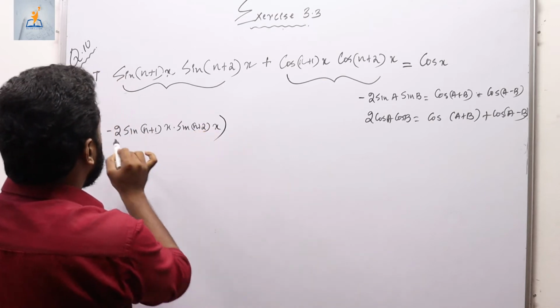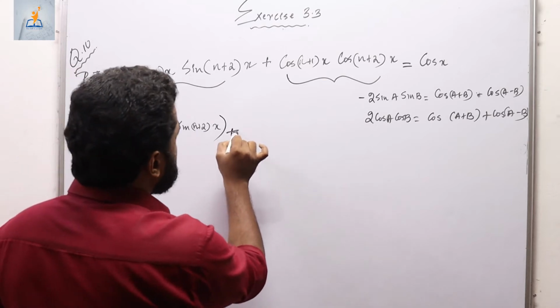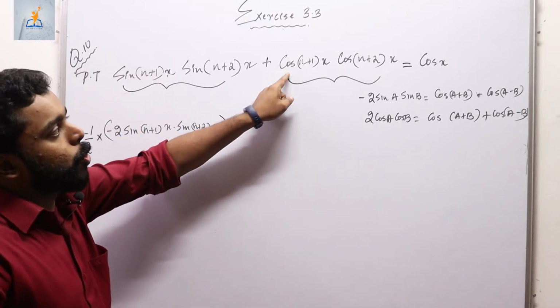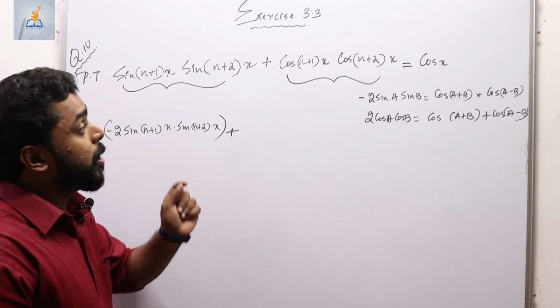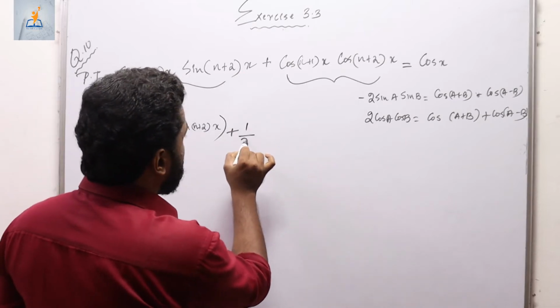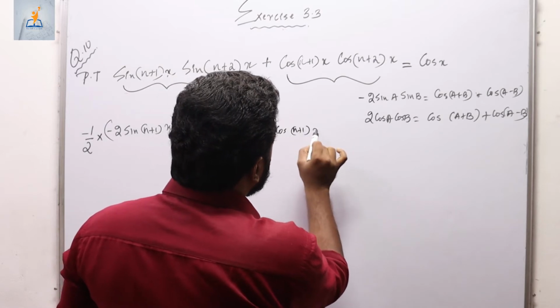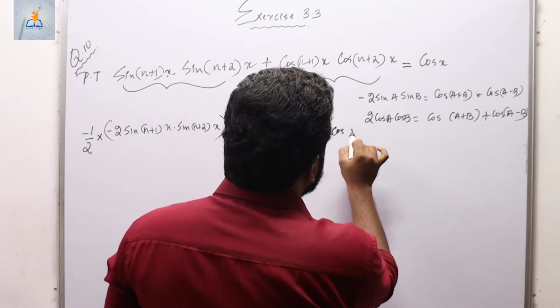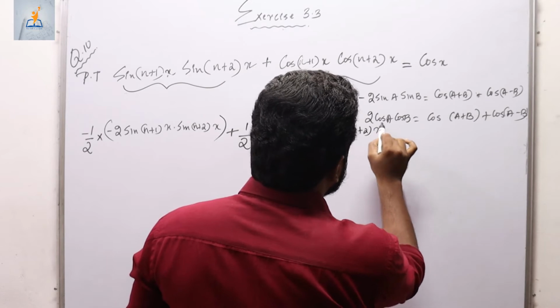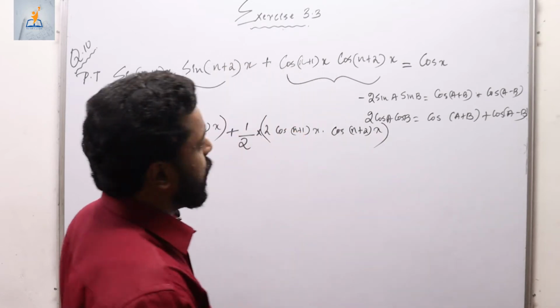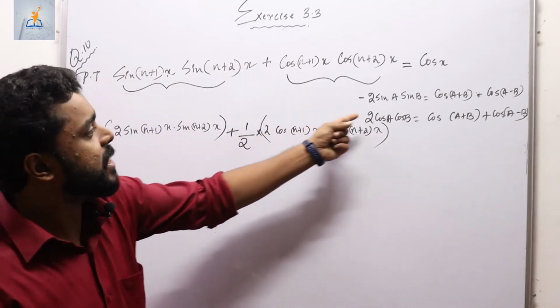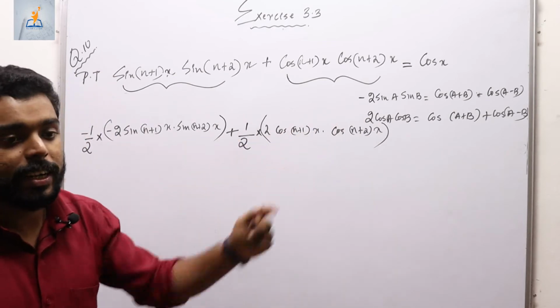So this becomes the first term. Plus again, I am going to multiply the numerator and denominator of this term by 2. So it will become 1 by 2 into 2 cos(n+1)x into cos(n+2)x. So we get a second term like this. Now we know that we can easily apply these formulas in these bracketed terms, isn't it?